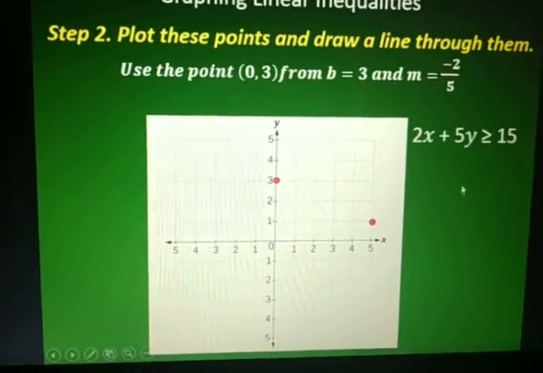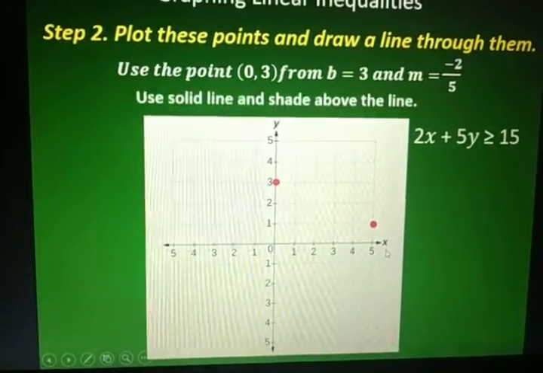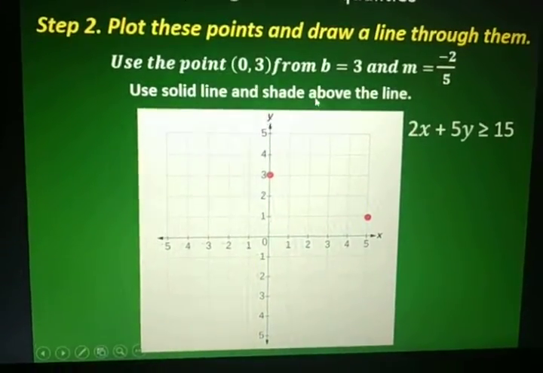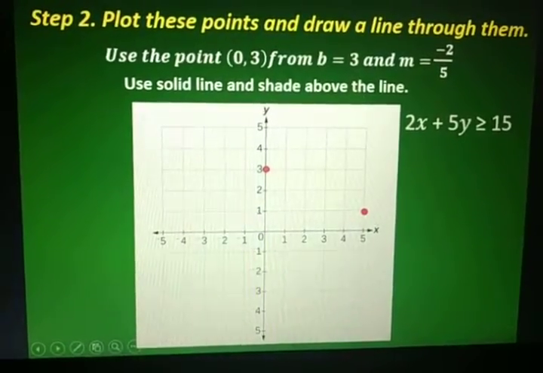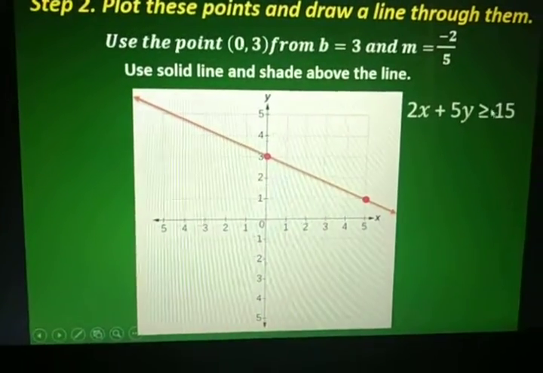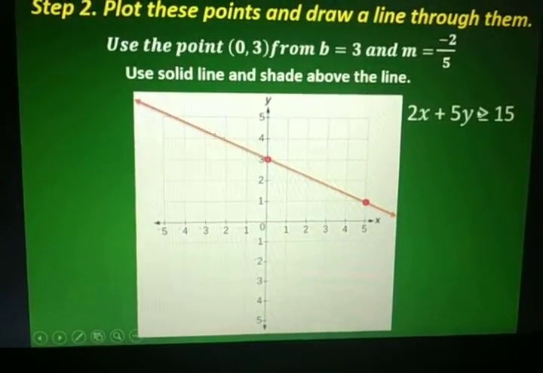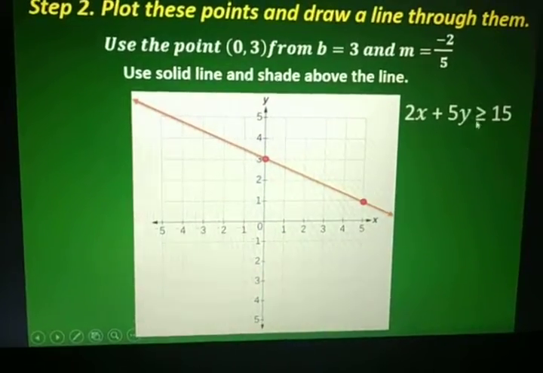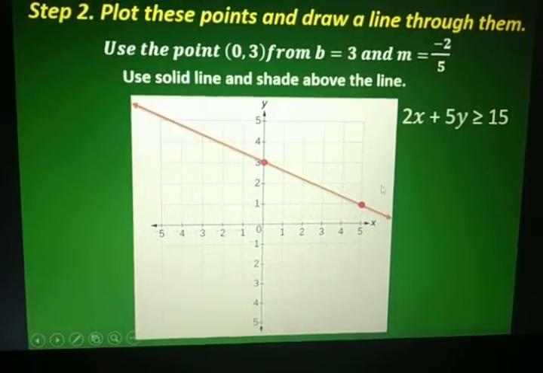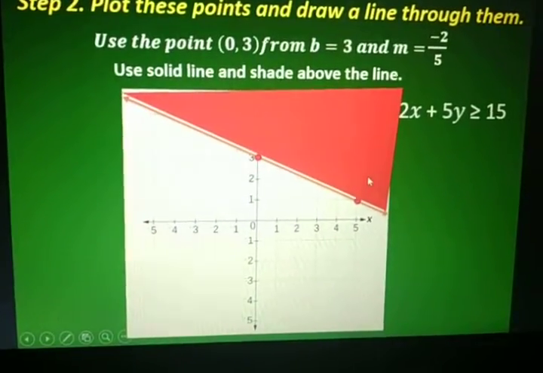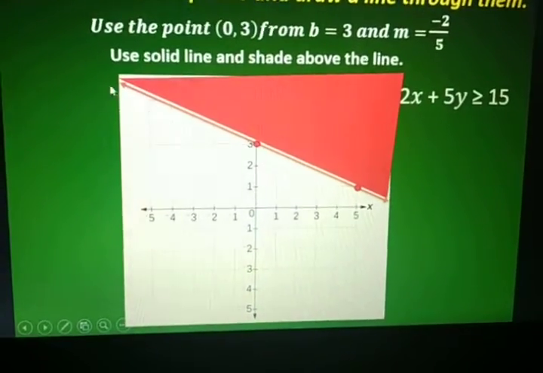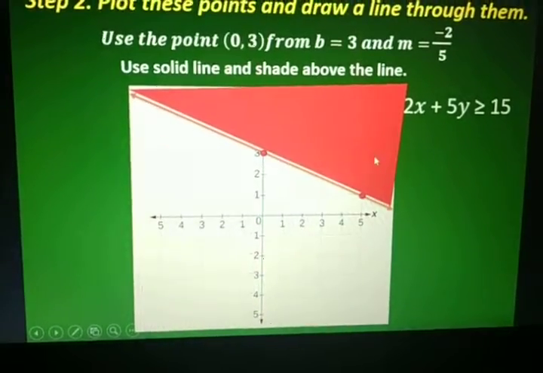And then, tandaan, kay linear inequality ni, and that we used greater than or equal to, use solid line, and shade above the line. Sige, connect the 2 points using solid line. Okay. Kung greater than lang, di broken line eh. Or less than lang, broken line. Galing kay greater than or equal to. Then shade above the line. Pwede kang naka-color sa babaw. Okay, muna na sa shade. All the shaded red region and the orange line are the solutions to this inequality.